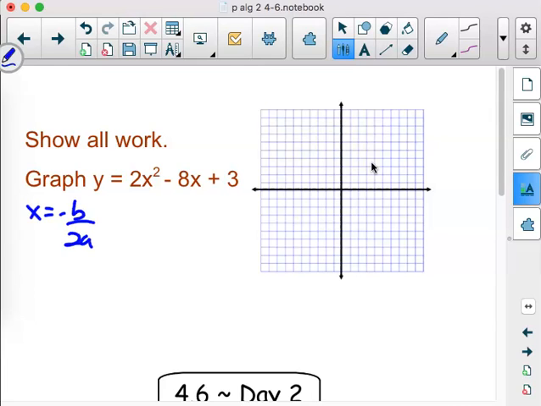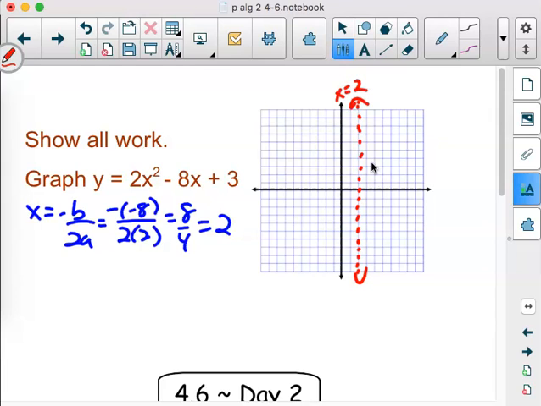So we started with a formula, negative b over 2a, that we had to memorize. And then we went up here and said, okay, it'll be the negative of negative 8 over 2 times 2, because a is 2. That'll be 8 over 4. All right, my axis of symmetry is at x equals 2. That's also where my vertex is going to be. It's going to be at 2, something.